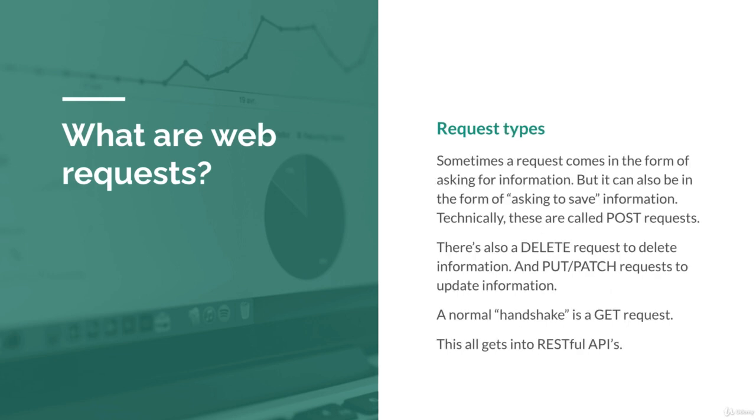And these are called request types. So sometimes a request comes in the form of asking for information. And this is called a GET request. But it can also be in the form of asking to save information. Now technically, those are called POST requests. There's also a delete request to delete information, and a put or patch request to update information. And once again, a normal handshake is just a GET request. That's the most common one.